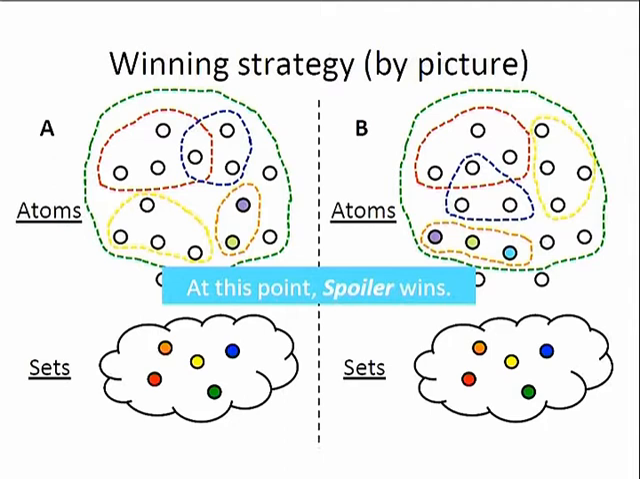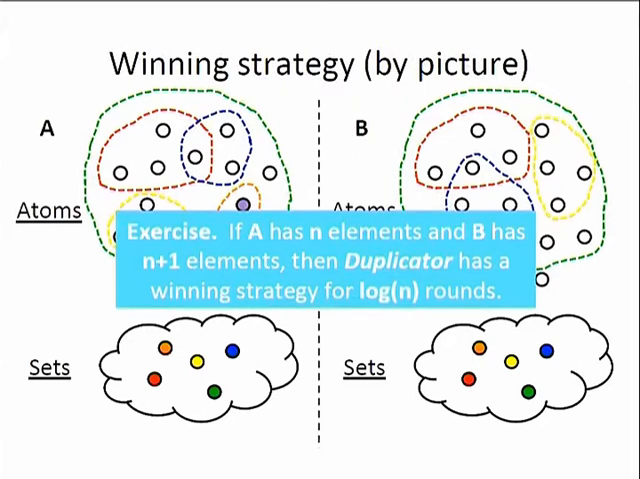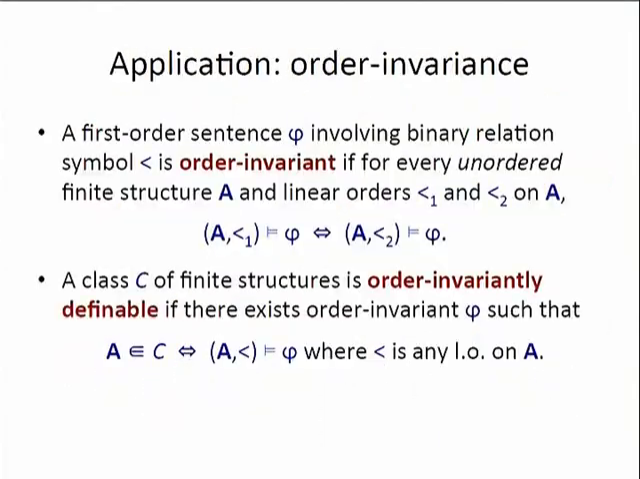Okay, I hope this illustrates the general principle behind the winning strategy. The exercise is to take the intuition here and show formally that if A has n elements and B has n plus 1 elements, then duplicator really can hold out for log n rounds. Basically the property that duplicator tries to preserve is this: you look at the sets which have been played, you look at all Boolean combinations of those sets in one structure and in the other structure, and you want to match the sizes of those up to some parameter which decreases by a factor of 2 as you go along in the game. So that's how you can make this formal.